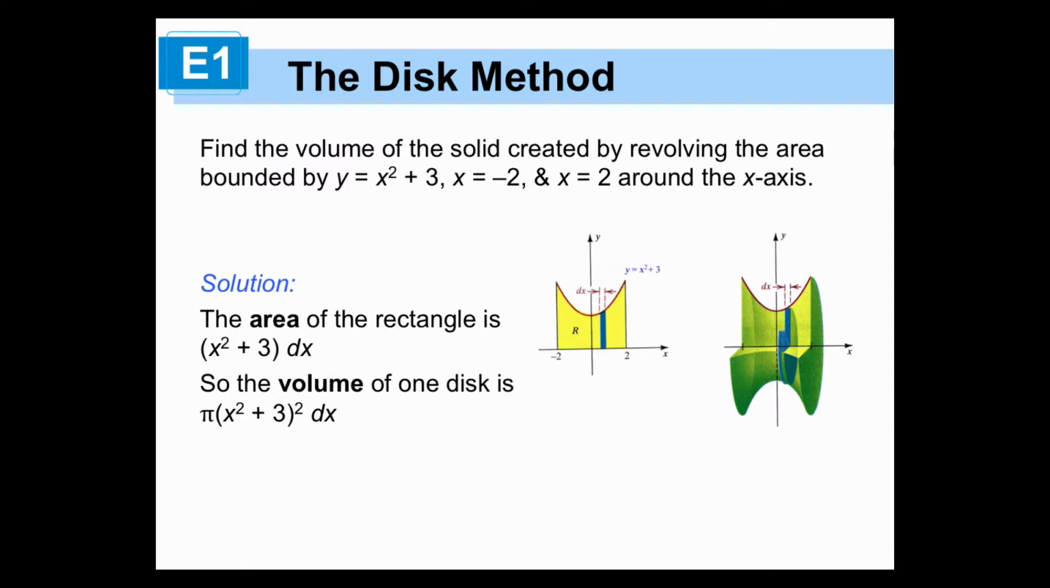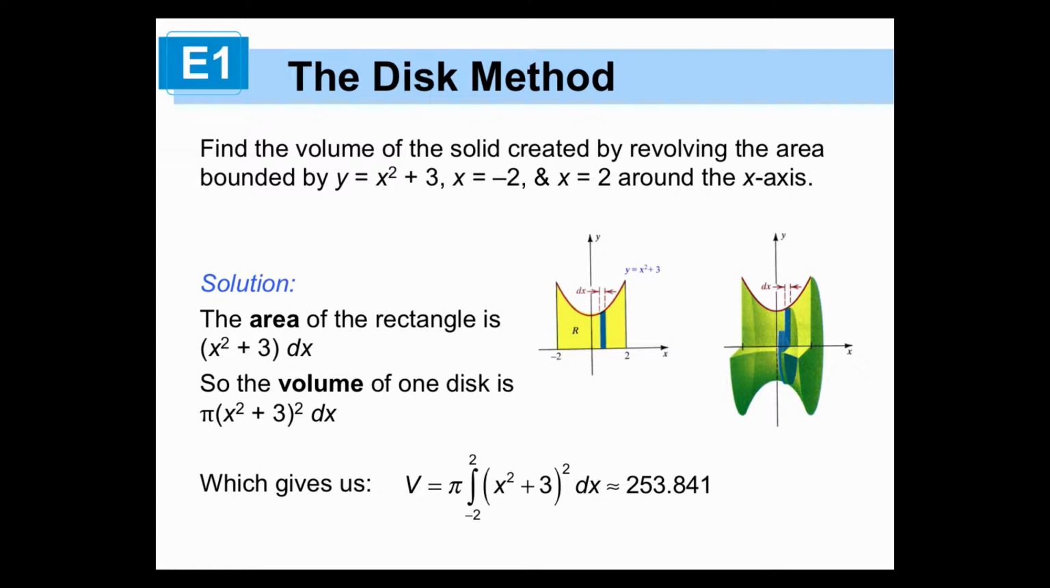So that's one disk, and that's the hard part. If you can get that, the rest of it is easy. Because as Allie said, then we want to look at all the disks from -2 to 2. And we get that. I always move the pi out in front because it's constant.